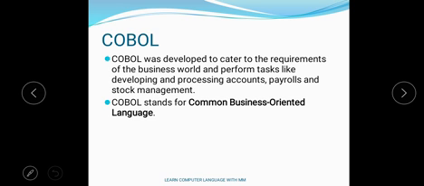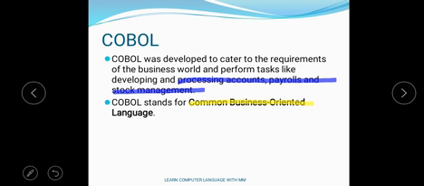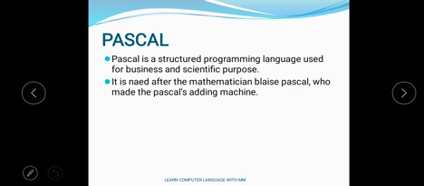COBOL. COBOL was developed to cater to the requirements of the business world and perform tasks like developing and processing accounts, payrolls, and stock management. COBOL stands for Common Business Oriented Language. Pascal. Pascal is a structured programming language used for business and scientific purposes. It is named after the mathematician Blaise Pascal who made the Pascal adding machine.